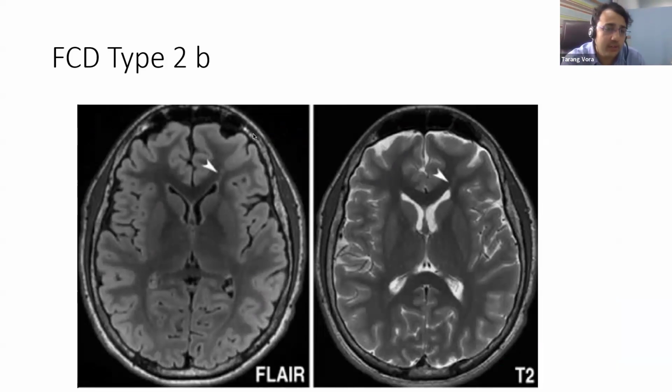And because it has got a lot of cytoplasm around it, its water content is high. And because water content is high, it is going to pick up on FLAIR and T2-weighted images. There will be a tract, we call it the transmantle sign, which comes from the depth of the sulcus and goes towards the ventricle.